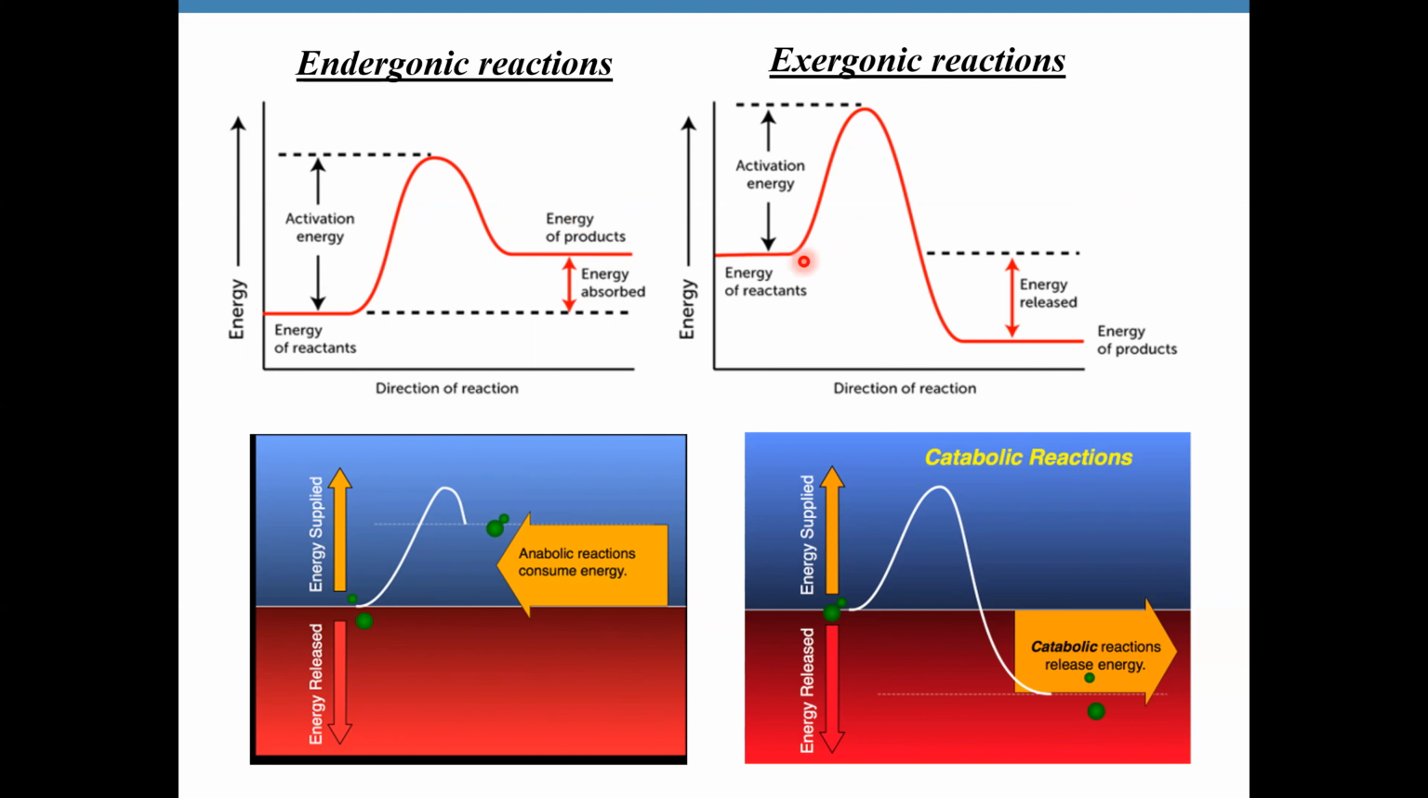Now, if over here we have reactants, and here are our products, and now the products have less energy. That means some energy was released, right? And that's why in this reaction we have an anabolic reaction because we're building something, right? We're storing the energy, and this is a catabolic reaction.